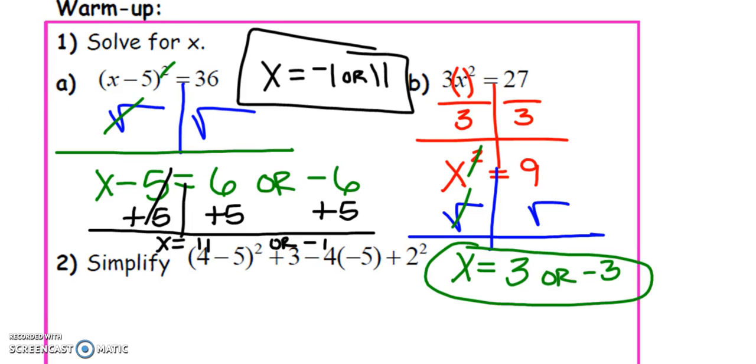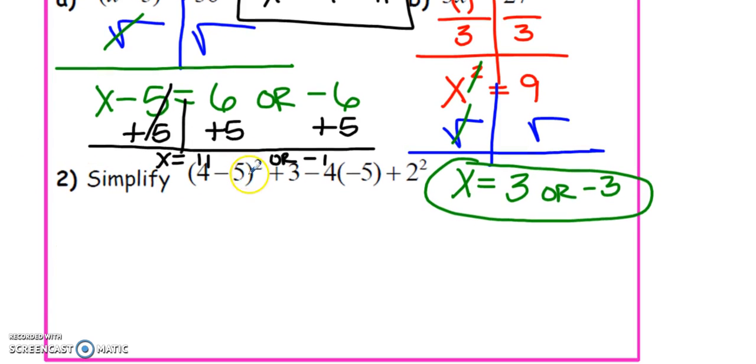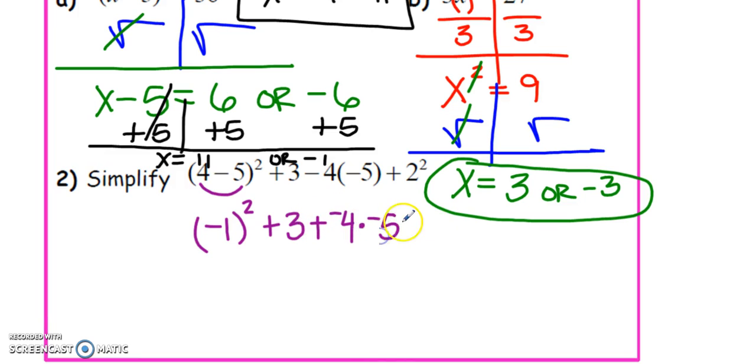The last problem says simplify. This one we are just going to combine like terms. So first we're going to do inside the parentheses here. 4 minus 5 is negative 1. We have the plus 3. Now negative 4 is being multiplied by this negative 5. So I like to change this to plus negative 4, and then we have negative 5.